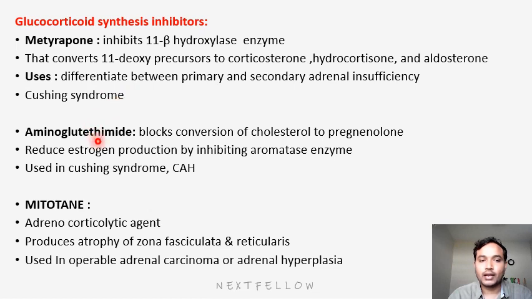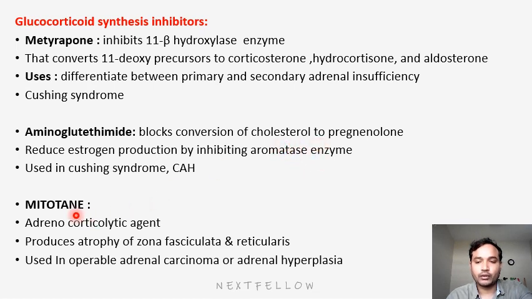Next group will be aminoglutethimide. This aminoglutethimide will block the conversion of cholesterol to pregnenolone, and it will also inhibit the aromatase enzyme. Thereby estrogen production will also decrease. We have to remember this. It is used in Cushing syndrome and congenital adrenal hyperplasia. You have to remember the drug name and the enzymes they inhibit. Here, aminoglutethimide will inhibit the aromatase enzyme, and it will inhibit the conversion of cholesterol to pregnenolone.